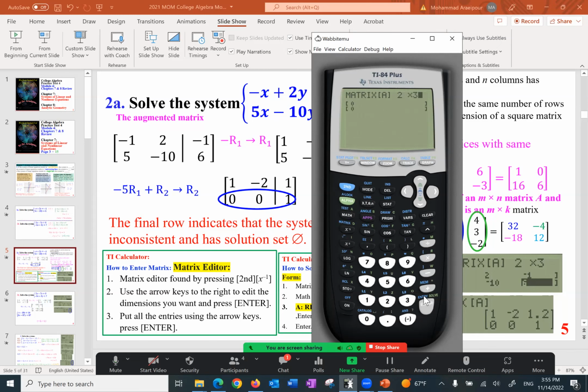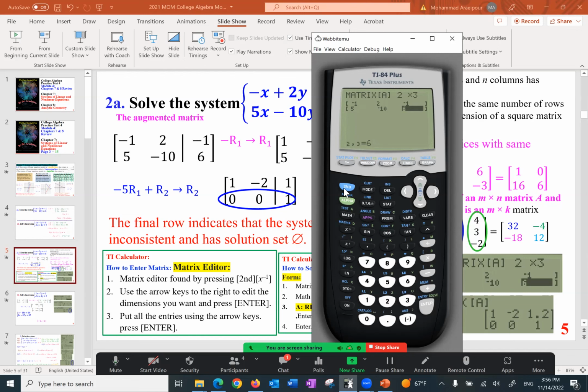by 3. And just for the sake of argument, the first entry you can put -1. The second one is 2. The last one is -1. We move on to the second row, 5. Next one, -10. And the last one is 6. So this is the augmented matrix that we had. So you got to press enter.